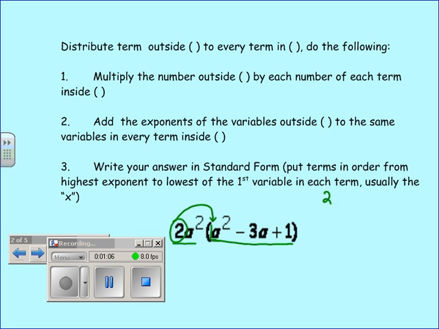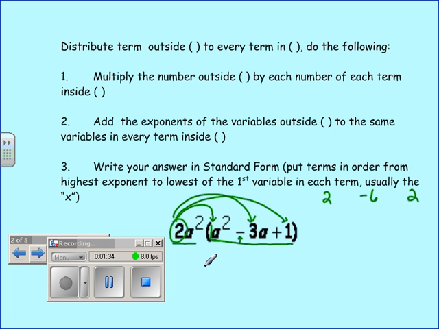Then we're going to multiply our 2 times our negative 3. Don't forget that negative when you multiply. That is negative 3, not 3. So 2 times negative 3 would be negative 6. And then we multiply our 2 times our 1, and we'll get 2. Notice I am spreading out my answers a little bit, and that's because I need to add my variables in the next step.